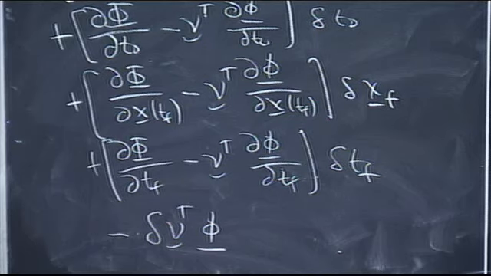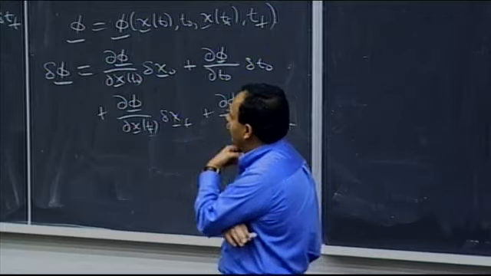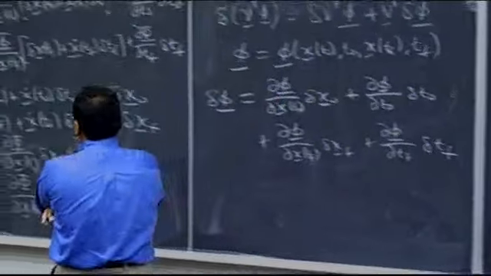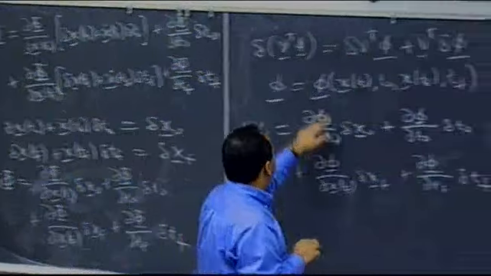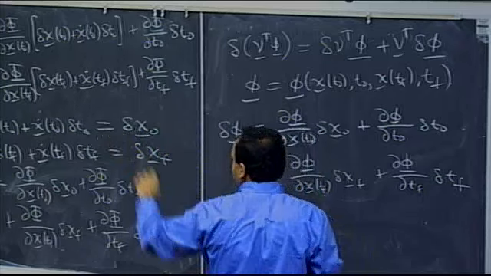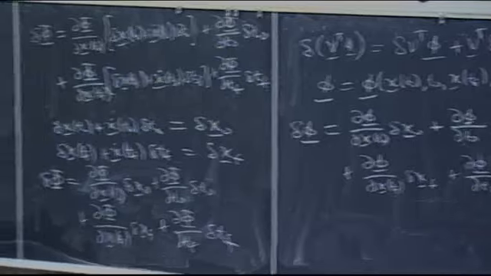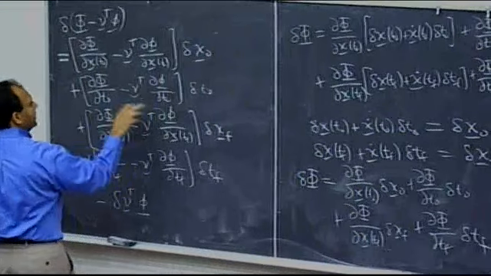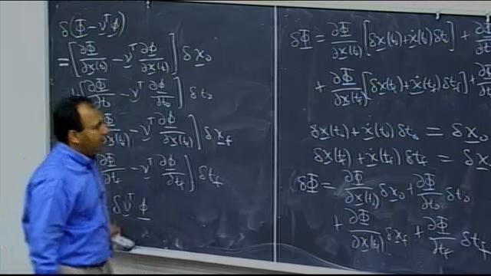Everyone okay with that? Does that make sense? Did I miss any terms? Or no? Did I account for everything? Because if I didn't account for everything, then we're not going to move on. Okay? So I'm going to double check it. So here is my partial of phi with respect to x at t0. That's there. I've got minus nu transpose times this. That is also there. I've got the partial of phi with respect to t0, and I've got the partial of big phi with respect to t0. That's here, and this is here. This is accounted for. Same thing at the final time, and then I've got the variation in nu transpose.